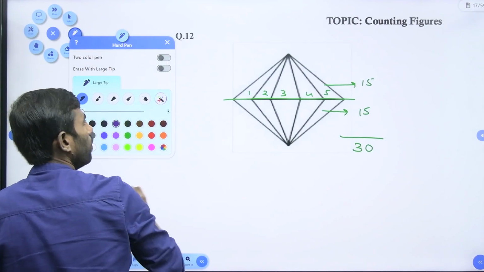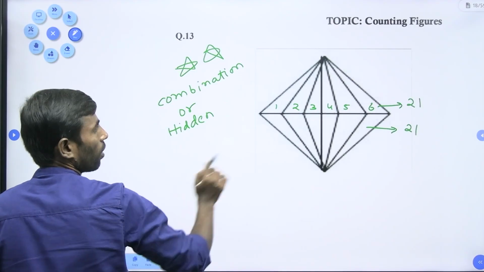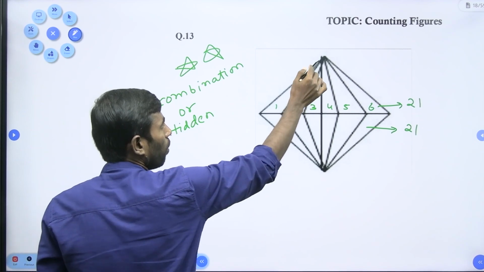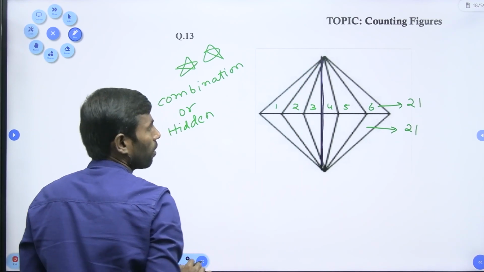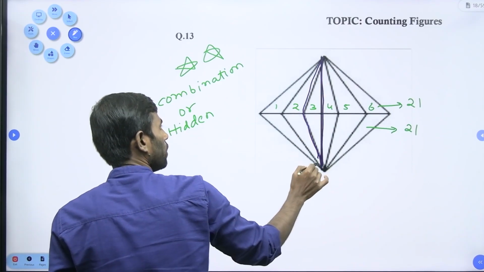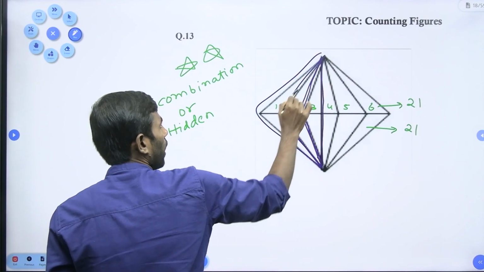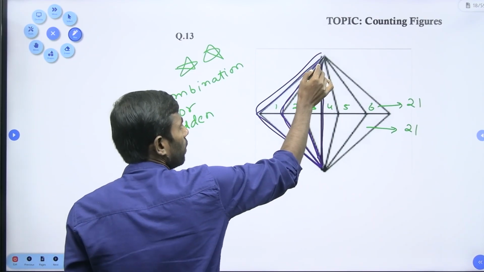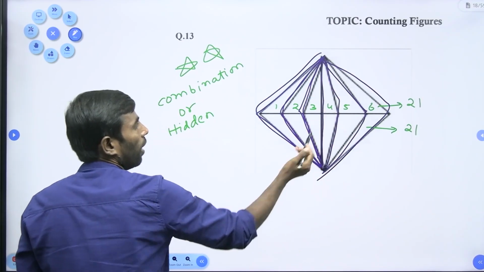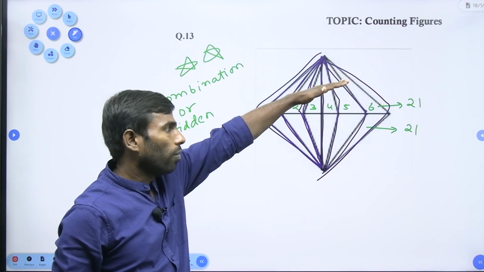Now, see the combination of these two, the combination of upper part and lower part. Upper part 21, lower part 21. Now, this is the line, right? This line makes the difference here. This is one triangle, this is another triangle, another triangle, right? Three triangles. Similarly, on this side, one triangle, another, another. Right side 3 triangles, left side 3 triangles. Combination of figures. Upper part 21, lower part 21.